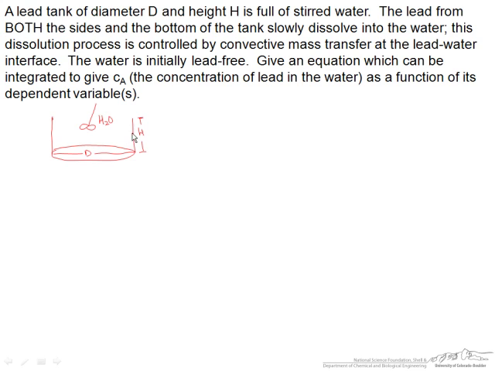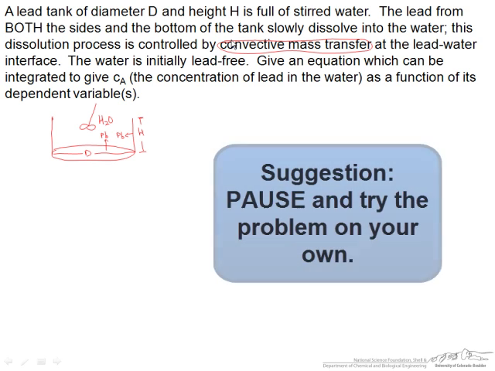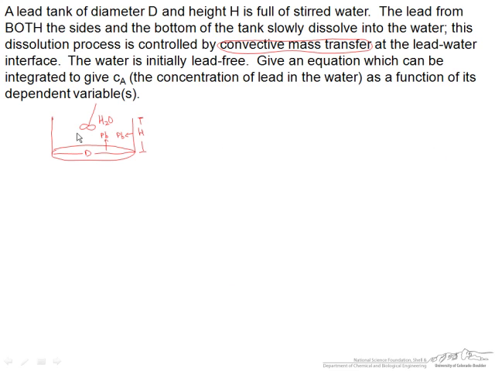So we've got lead coming in from here, Pb, and coming from the bottom. And it's controlled by convective mass transfer at the lead-water interface. The water is initially lead-free, so this is one of our boundary conditions. Well, it's our initial condition. Give an equation which can be integrated to give the concentration of lead in the water as a function of its dependent variables. So, would we use Fick's and continuity for this problem?